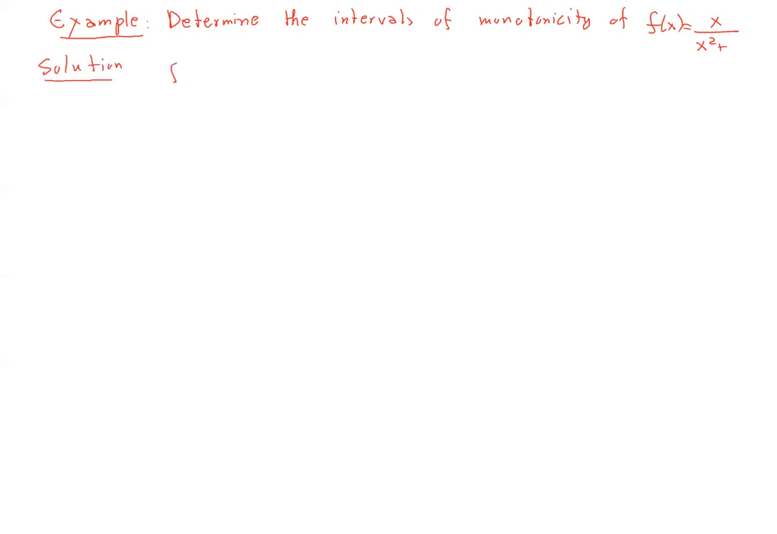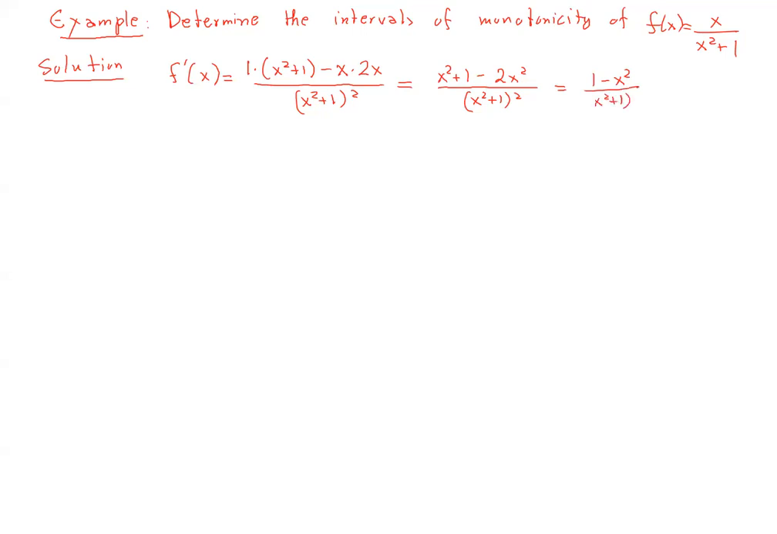So let's begin by taking the derivative of this function. So this will be 1 times x squared plus 1 minus x times 2x, over x squared plus 1 squared. This is the quotient rule. So this will give us x squared plus 1 minus 2x squared over x squared plus 1 squared, which is 1 minus x squared over x squared plus 1 squared.